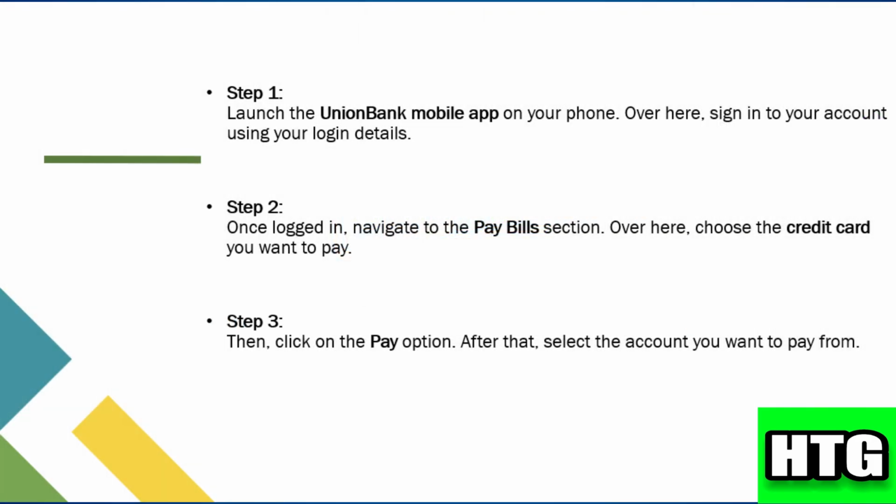So in order to pay your Union Bank credit card bill online, you have to follow these steps. Step 1. Launch the Union Bank mobile app on your phone. Over here, sign into your account using your login details.